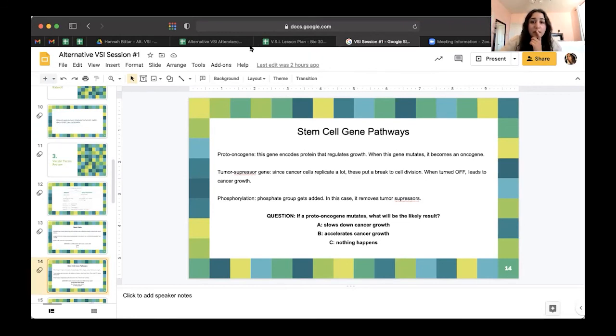Okay, so the answer here would be it's going to accelerate cancer growth. Let's talk about why. We know that proto-oncogenes, when they're mutated, become oncogenes, and oncogenes accelerate cancer growth. So these are like cancer cells if it's mutated. If a proto-oncogene mutates, it's going to become an oncogene, and an oncogene promotes rapid cell growth, and this is cancerous growth. So in this case, it accelerates cancer growth.